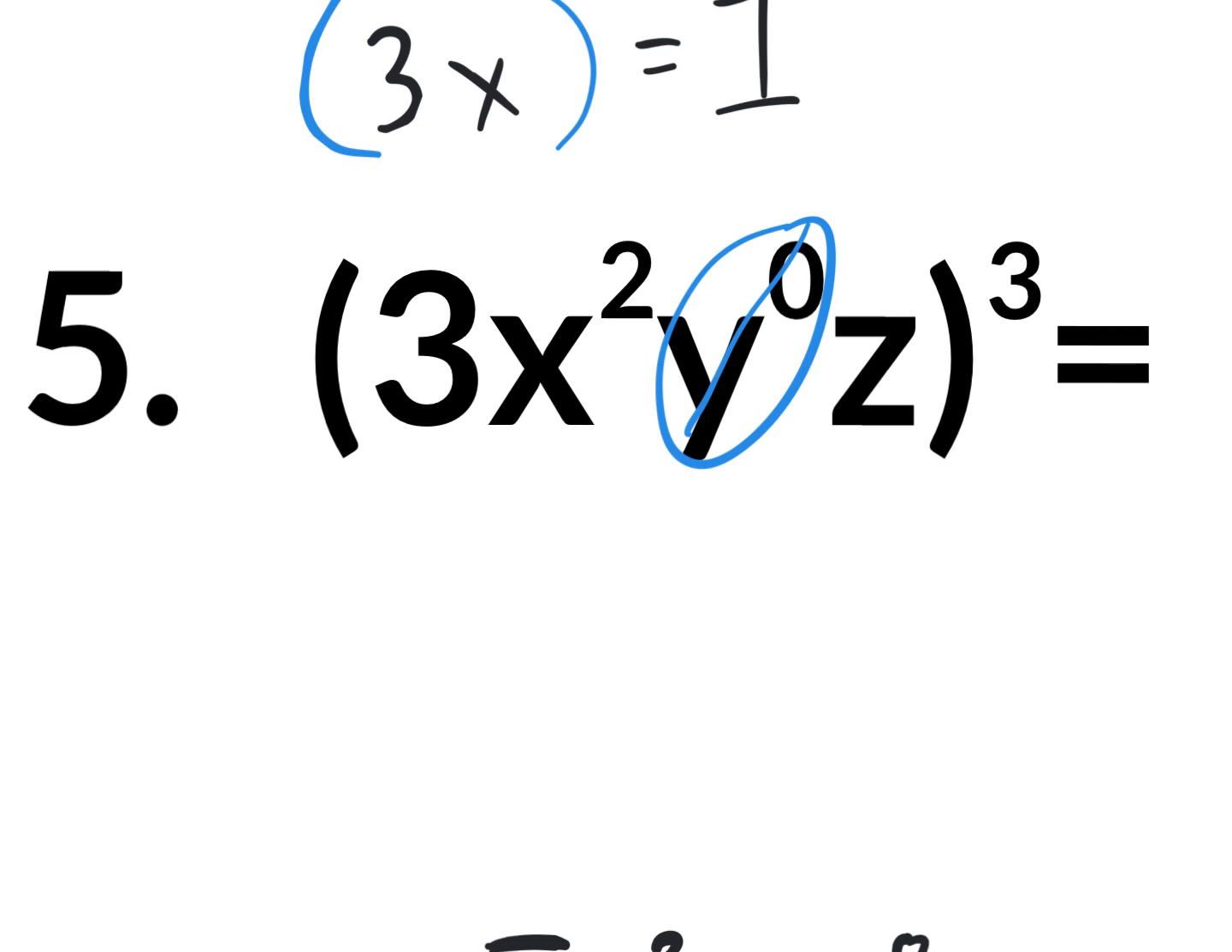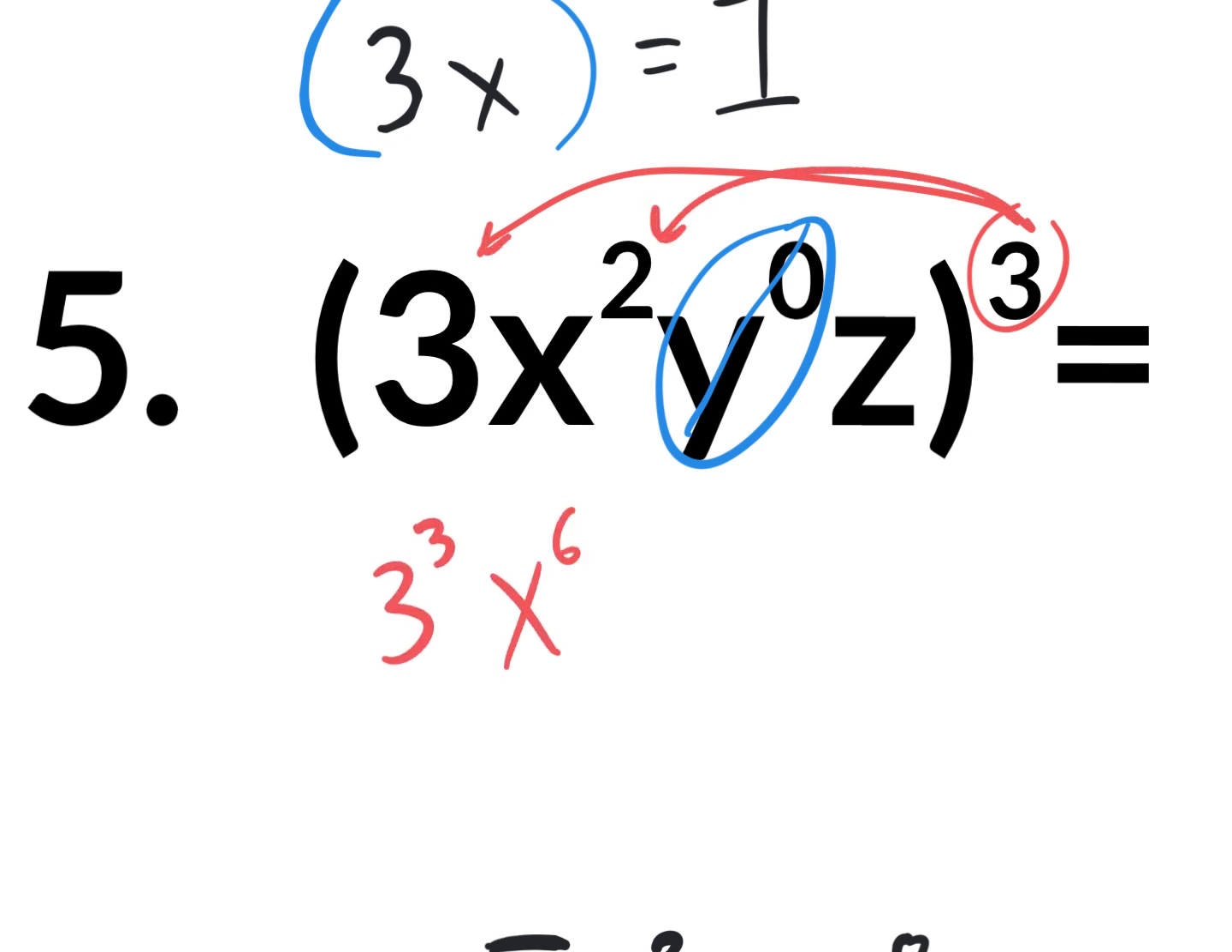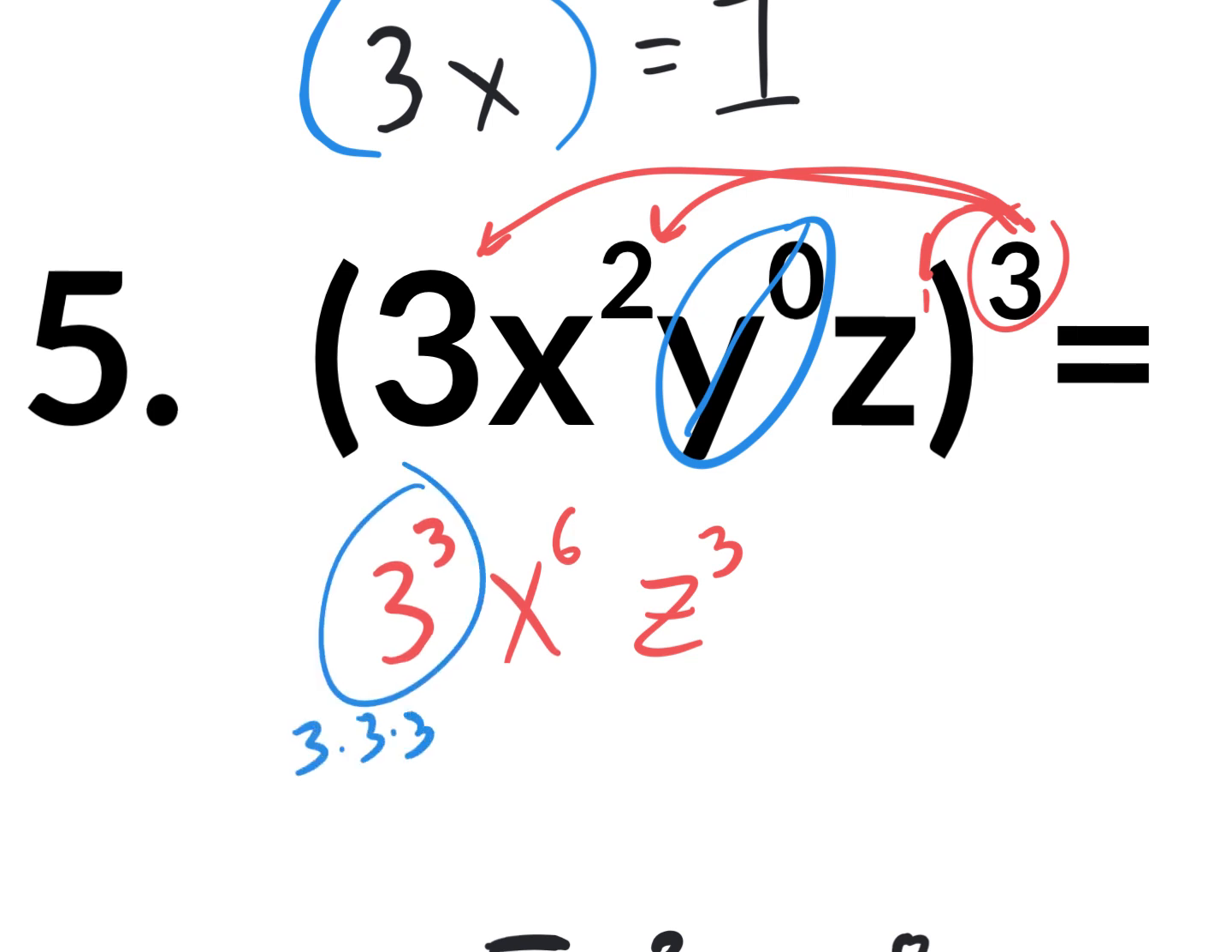And now it's a little bit nicer on the inside. It just says 3x squared, z. And now when you distribute that power of 3, it goes on the 3, so you get 3 to the 3rd. It goes on the 2, so you get x to the 6 because of power to a power you multiply. And 3 right here on the invisible 1, that'll be a z to the 3rd. And of course, 3 to the 3rd is 3 times 3 times 3, giving you your final answer, 27 x to the 6th, z to the 3rd, which everybody said.